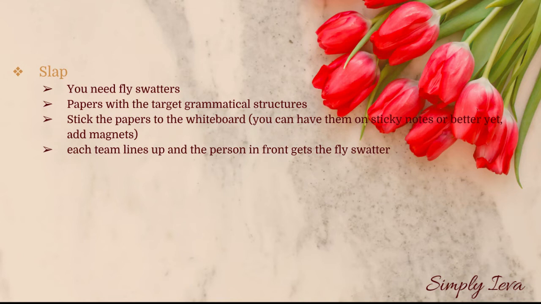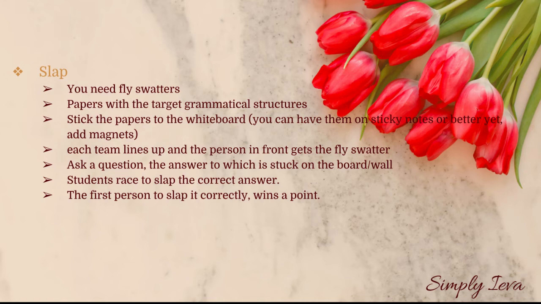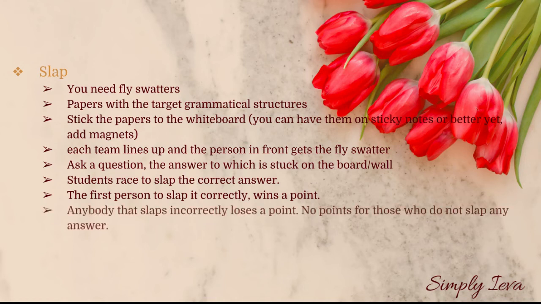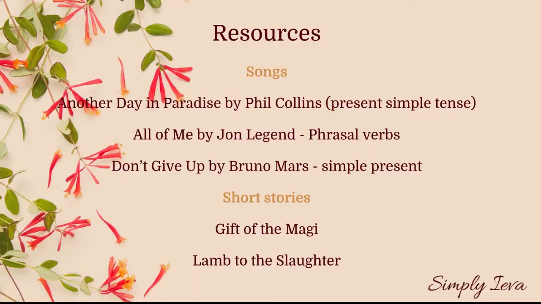Then you split the classroom into 2 teams. Each team lines up and the person in front gets the fly swatter. You can ask a question and the answer to the question should be stuck on the board or on the wall. Students race to slap the correct answer. The first person to slap it correctly wins a point. And if nobody slaps anything correctly, they don't get a point. But if you slap a word or a phrase or a grammatical structure that is incorrect, your team loses a point. And then the game continues until there are no more questions left.